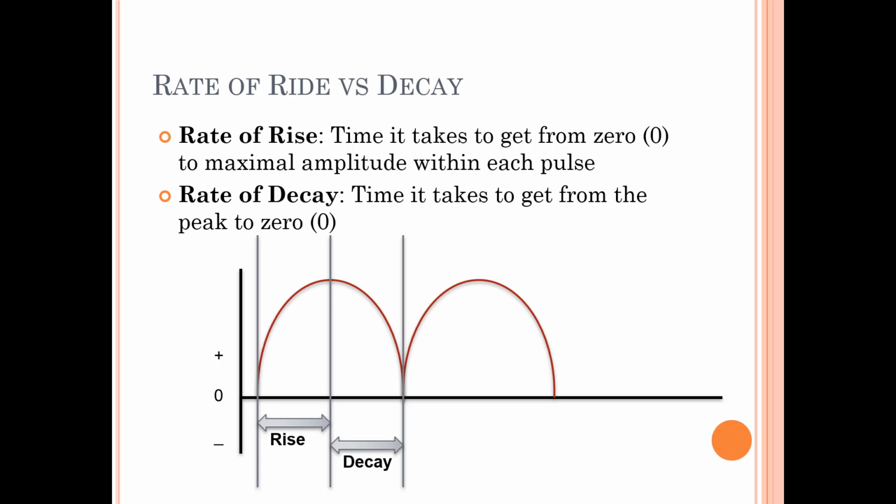The rate of rise is the amount of time from the beginning of a pulse until it reaches maximal amplitude, or the time it takes to get from zero or the isoelectric point to the maximal amplitude within each pulse. The rate of decay is the time from the maximum amplitude to the end of the phase, or the time it takes to get from the peak back to the zero or isoelectric point.